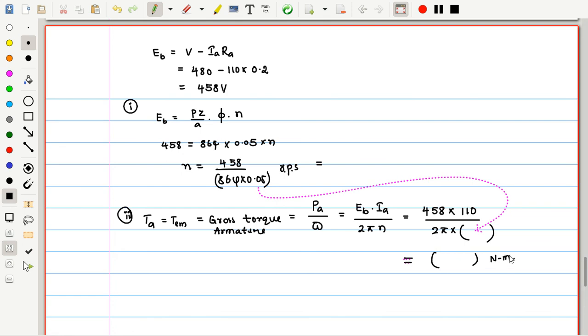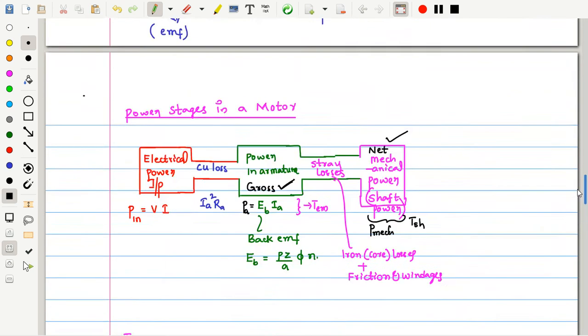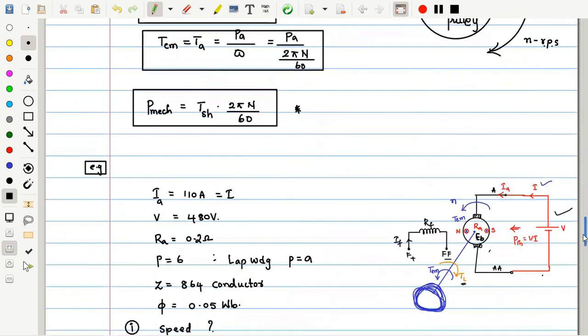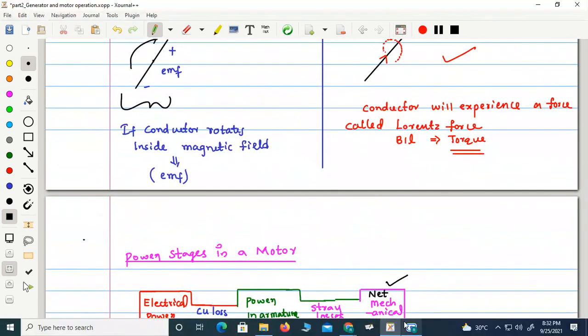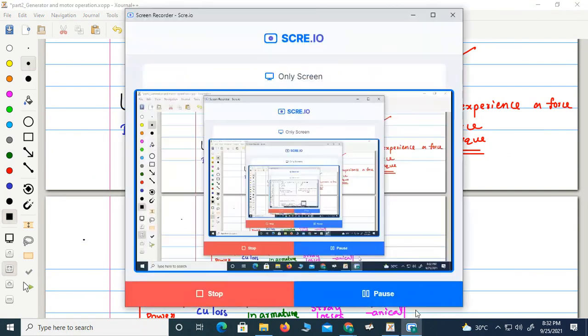With this, let me close this session. That is the difference between the motor and generator action. Take your own time in understanding this concept, because this is very important. Take sufficient time, repeat this recorded lecture once or twice.